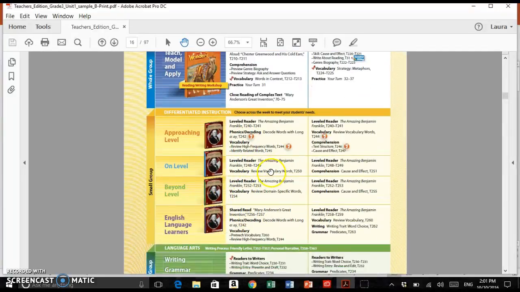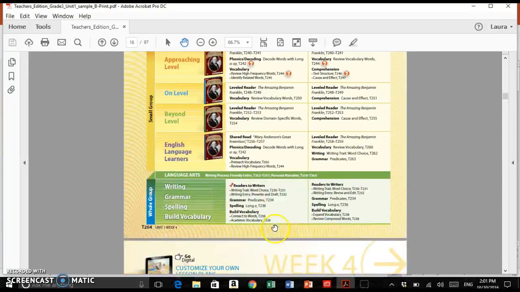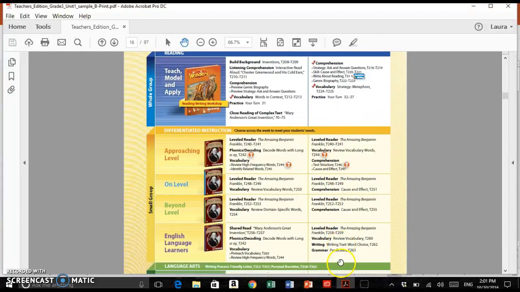I go ahead and I look at their language arts piece. They're doing more activities related to vocabulary. They're working on academic vocabulary. And then I go into my other days. I see here they're going to do a strategy working with metaphors and their vocabulary for the week. They're going to do an activity to review their vocabulary words in at least 2 of their differentiated groups.